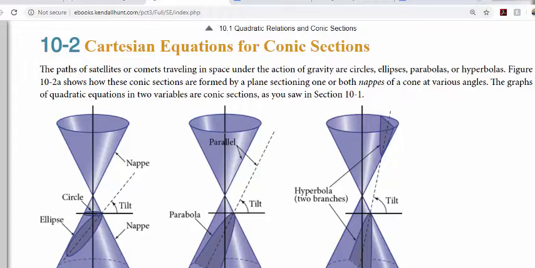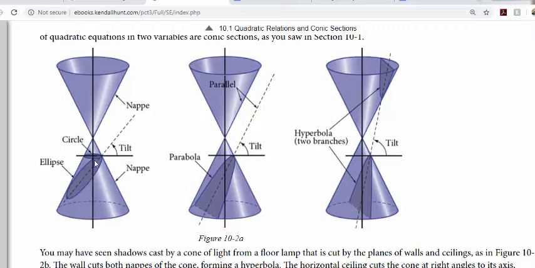Okay, so figure 10-2a shows how these conic sections are formed by a plane sectioning one or both nappes of a cone at various angles. So you can see that there are 2 parts to a cone, like this top cone and the bottom cone. Those are called nappes. And the plane, like I showed you in your last video, is basically intersecting this cone at different angles. And then the graphs of these quadratic equations in 2 variables are conic sections, as you saw in 10-1. So what you can see here is if the plane enters it perpendicularly, you get a circle.